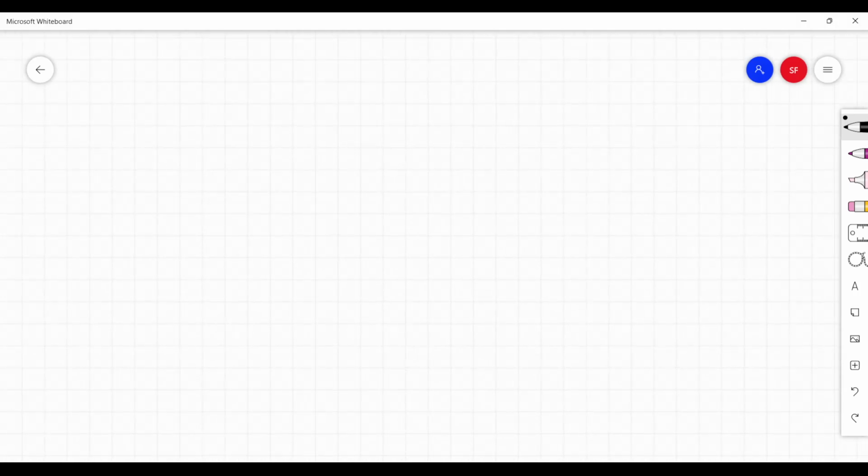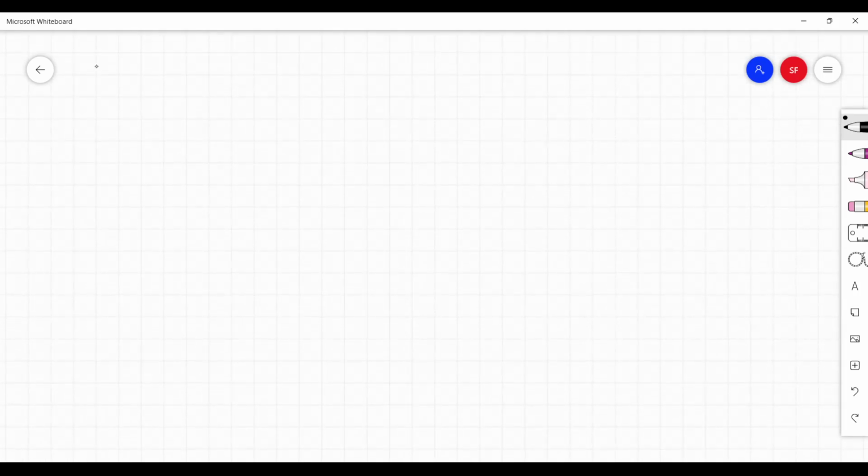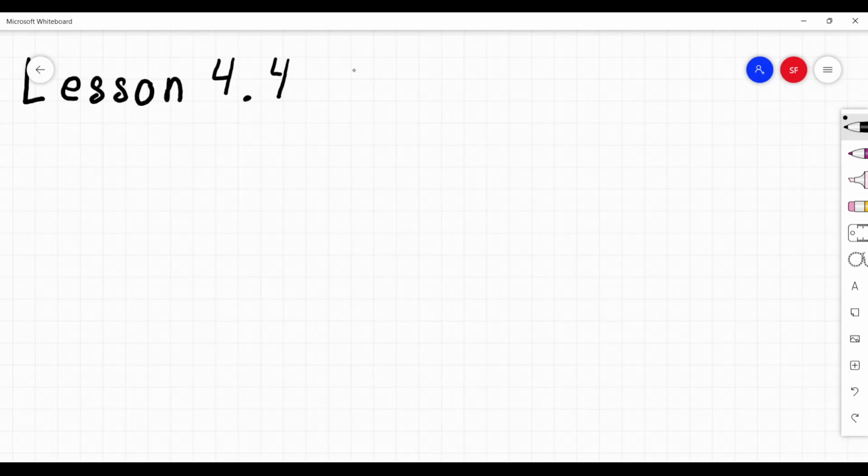Lesson 4.4, which is a review, at least part of it is, from lesson 0. Wait, I thought we never finished. No, we didn't really do a new lesson. We answered questions. Yeah. 4.4, which is entitled Complex Numbers.